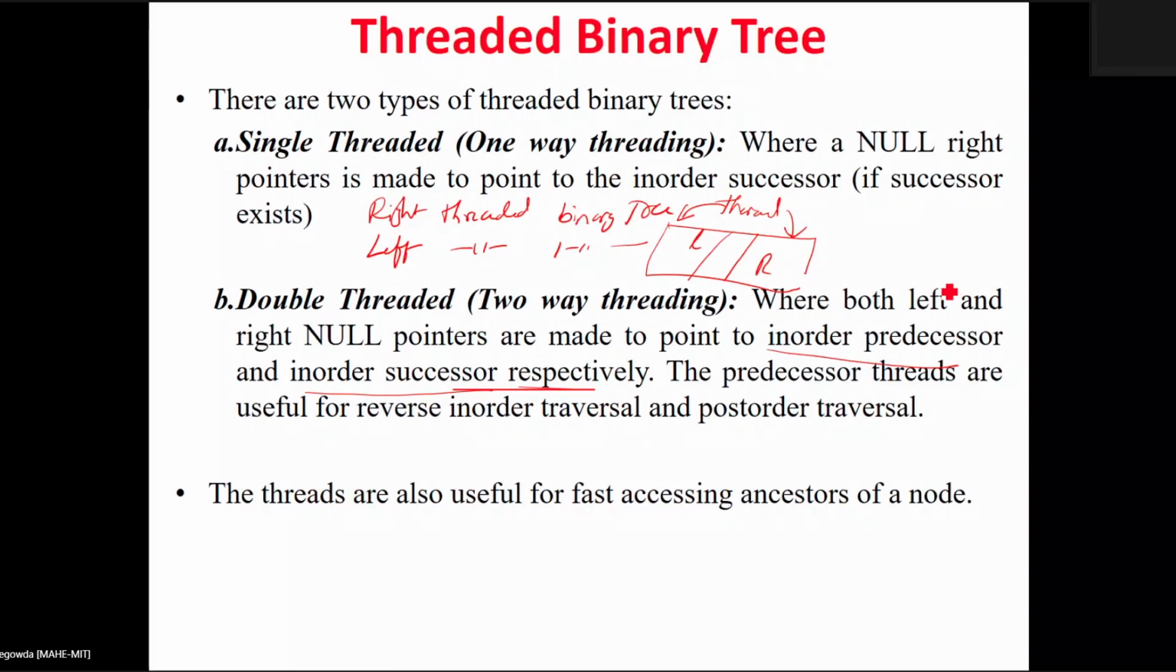In the sense that the left null link field is used to hold the in-order predecessor, whereas the right link is used to hold the in-order successor. The predecessor threads are useful for reverse in-order traversal and post-order traversal. By using these threads, it is possible to traverse all the nodes in the given binary tree.